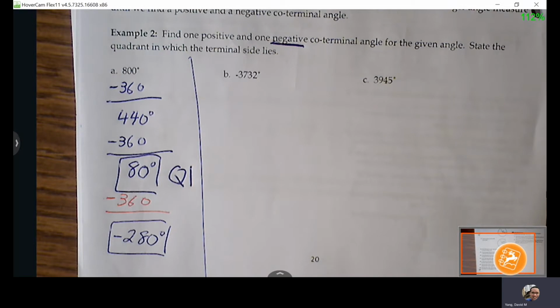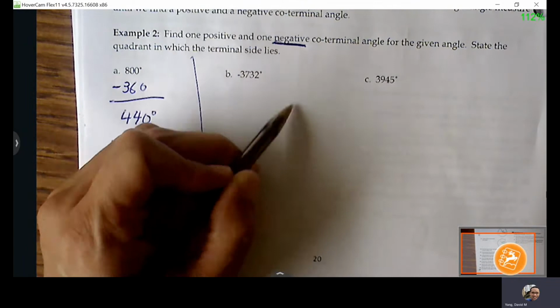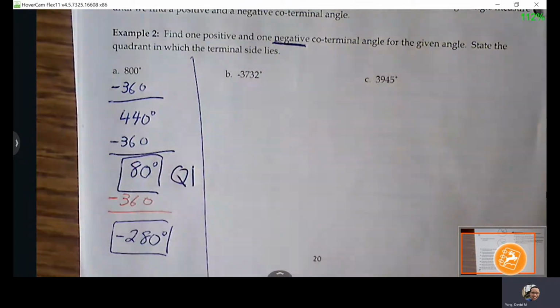Okay, so now for part B, we could do the same thing. We could keep adding 360 until we get to something that we recognize, but we have to do it a lot of times. It's such a large negative value. So to make it so that we don't have to do as much punching in with numbers, let's have an idea how many rotations this is, and we can quickly get to that number of rotations and then get to our answer a little faster.